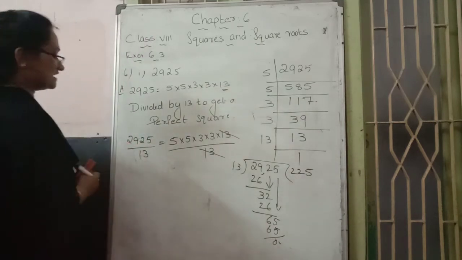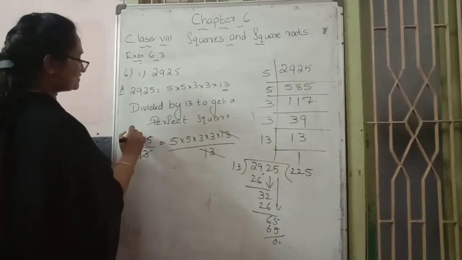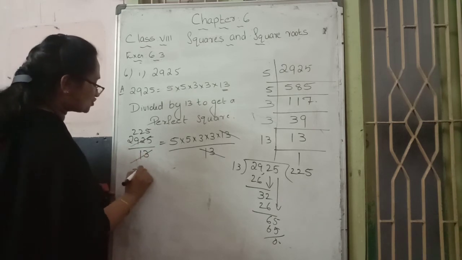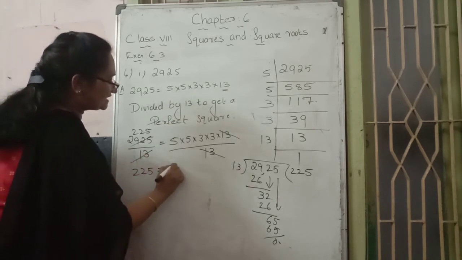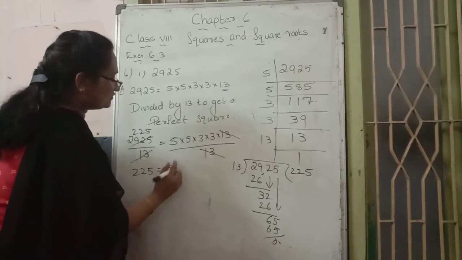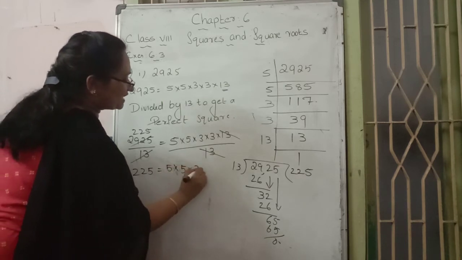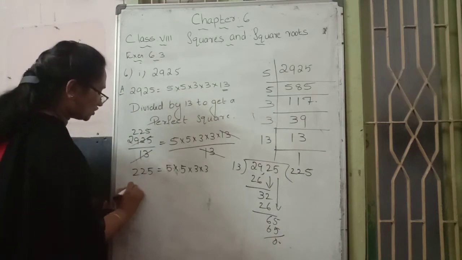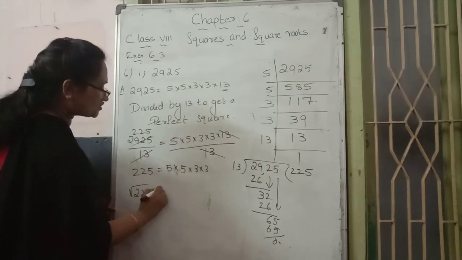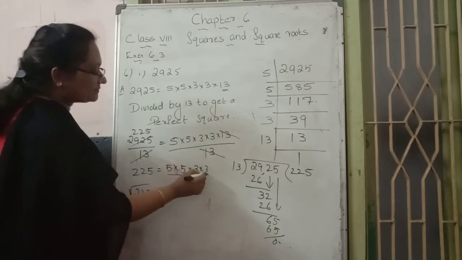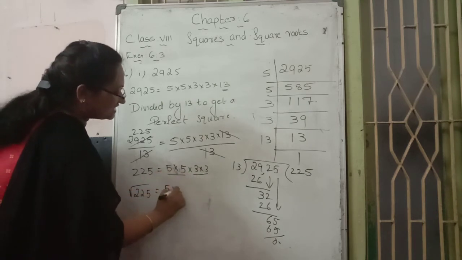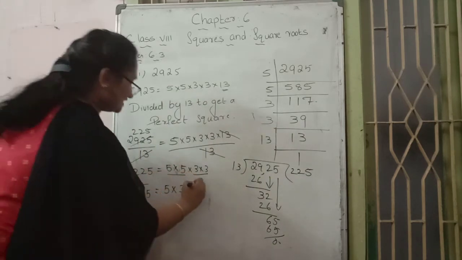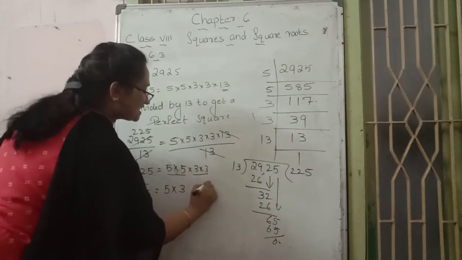So here this number division doing, how much do we get? 225. Then we can write 225 is equal to what are the factors? 5 into 5 into 3 into 3. 13 and 13 cancel. So take the square root of 225. How to find a square root? Pairing. 5 has one pair, 3 has one pair. After pairing, take one number outside and multiply. So 5 into 3 because how much?